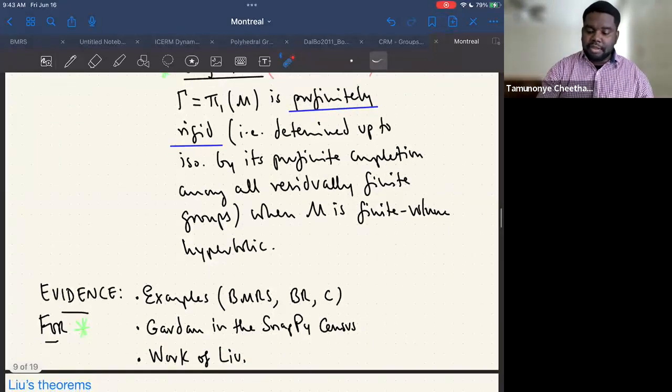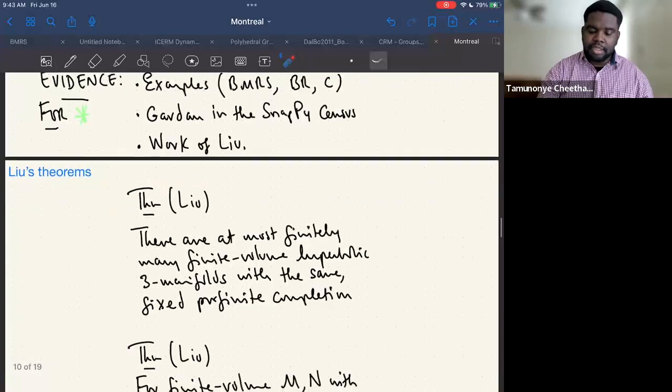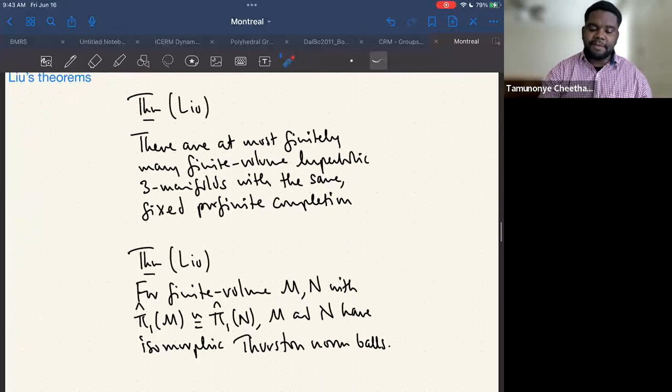Liu proves that there are at most finitely many finite volume hyperbolic three manifolds with the same fixed profinite completion. And as has been said earlier, anytime you have two finite volume hyperbolic manifolds with the same finite quotients, those manifolds are going to have isomorphic Thurston norm balls.